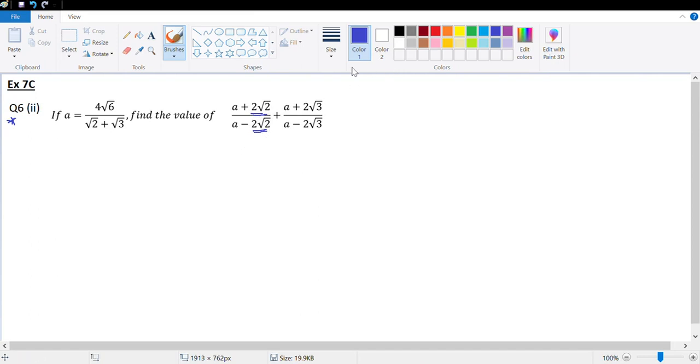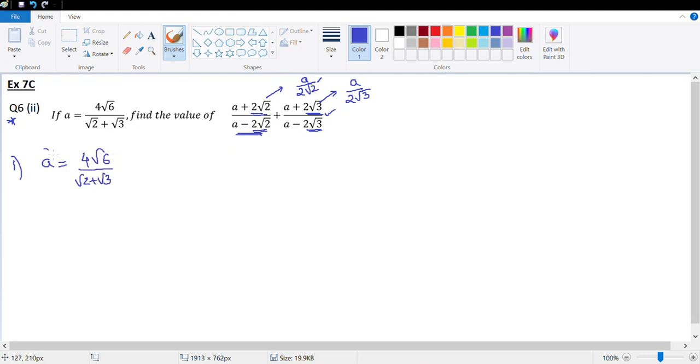which means this will come if I apply componendo and dividendo on A upon 2 root 2, and here I'm adding 2 root 3 and subtracting 2 root 3, which means this second term will come if I have A upon 2 root 3. If I apply componendo and dividendo, I will get the second term. If I apply componendo and dividendo on this term, I will get the first term. So let's see what we get. So A is equal to 4 root 6 upon root 2 plus root 3.